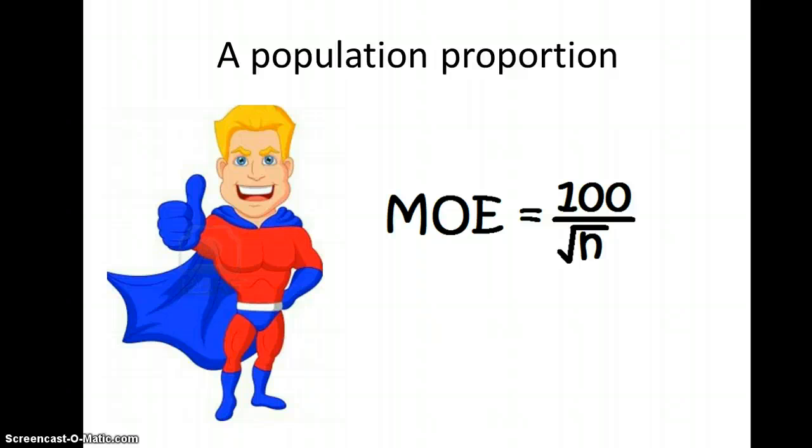So for Labour, if it said that Labour got 45% in the poll, that means back in the population we can be 95% confident that it would be between 42 and 48, because with 1,000 people 1 over root n would be 0.03 or 3%.